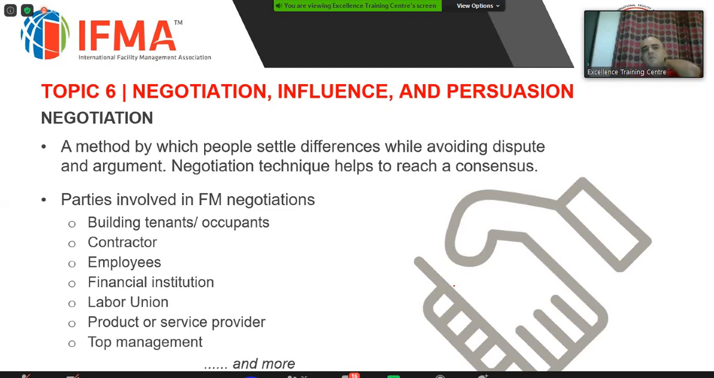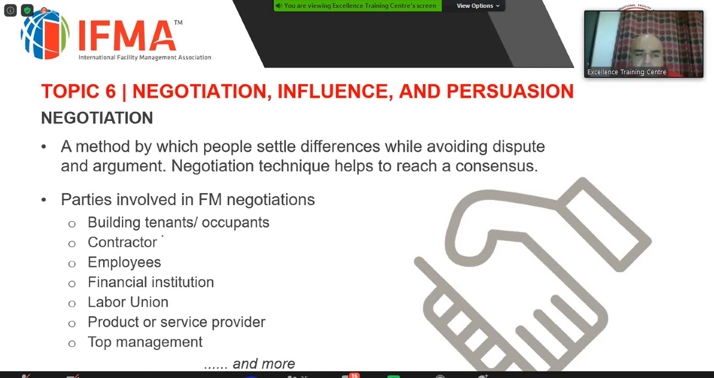You will be negotiating with building tenants and occupants. Let's say someone has a leak on the lower floor at, let's say, 1 a.m. They call you, you send someone, and they close the water. Then you negotiate with them: please, we cannot fix it today. It's very late, I don't have the teams. Can we come tomorrow morning? Can you live without water? This is a form of negotiation.